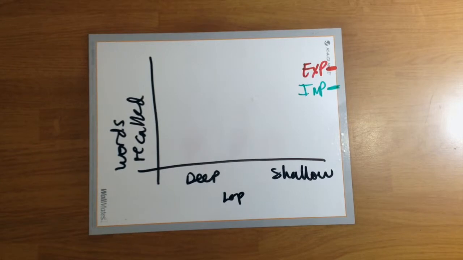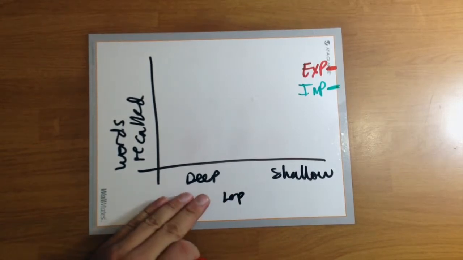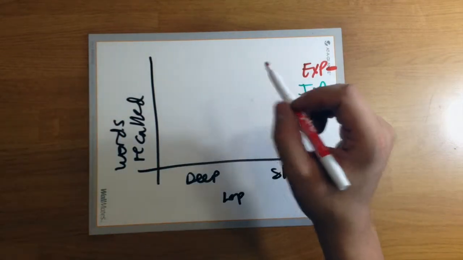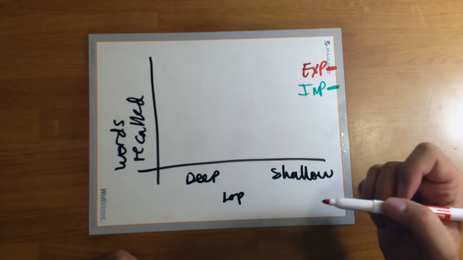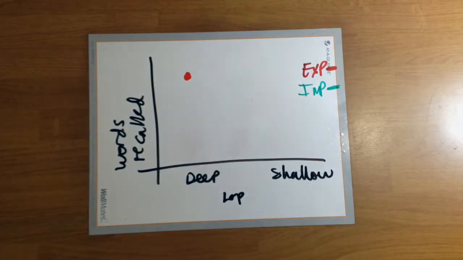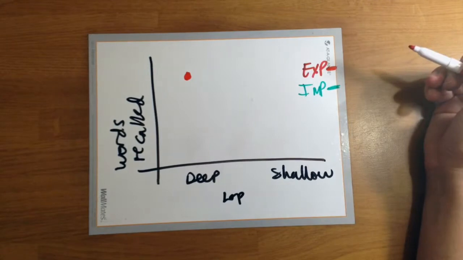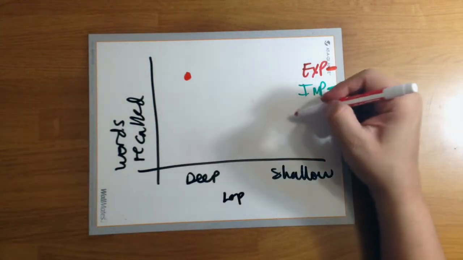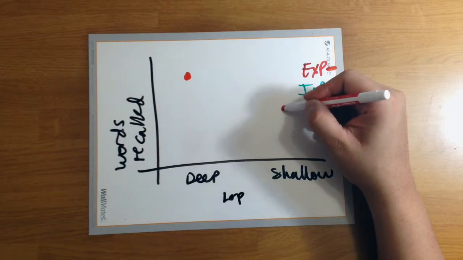So what we believe is going to happen is when your participant was in the deep LOP encoding condition, and they're on the explicit memory task, they will do the best. They will recall the most words. Then, when they're on an explicit task again, and they're actually in the shallow condition of LOP, they will recall less words. Let's do it like this, right here.